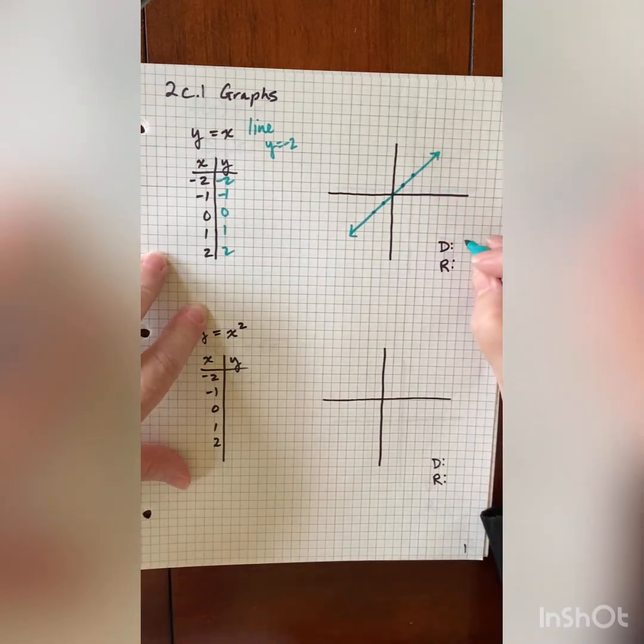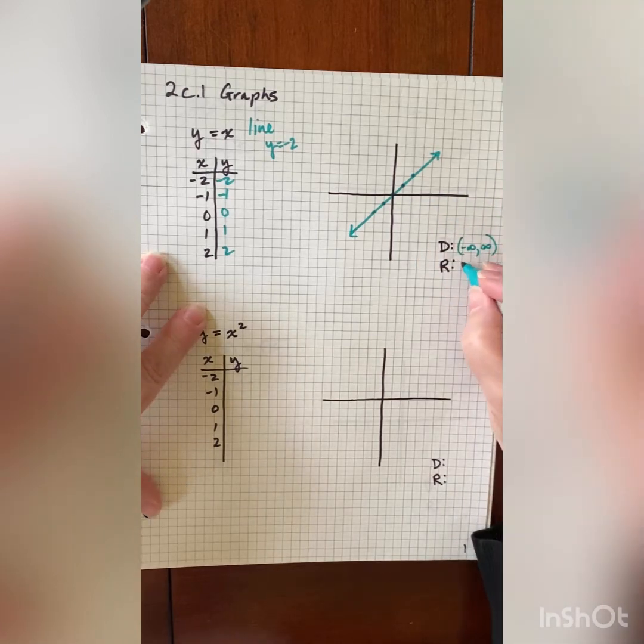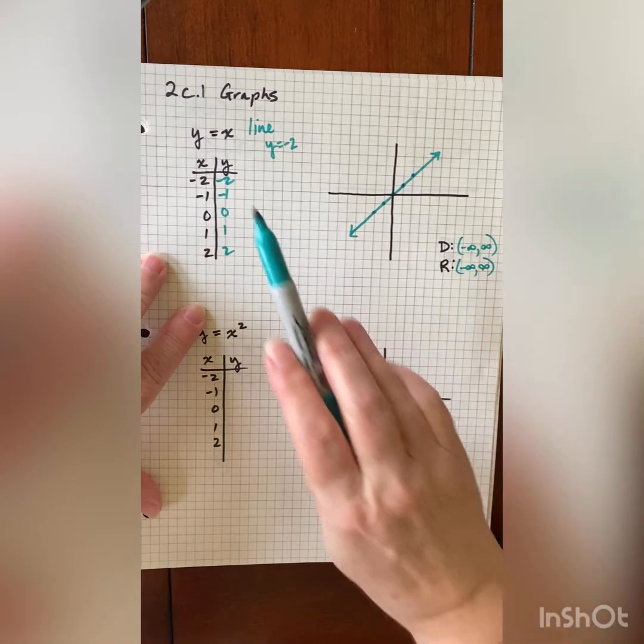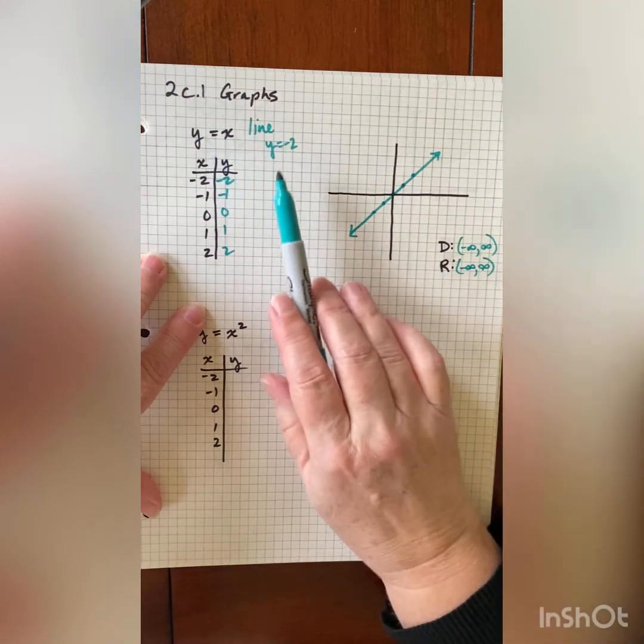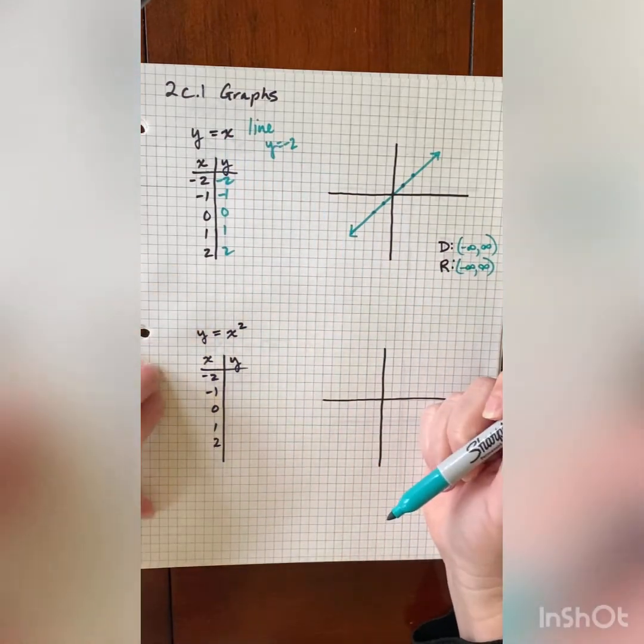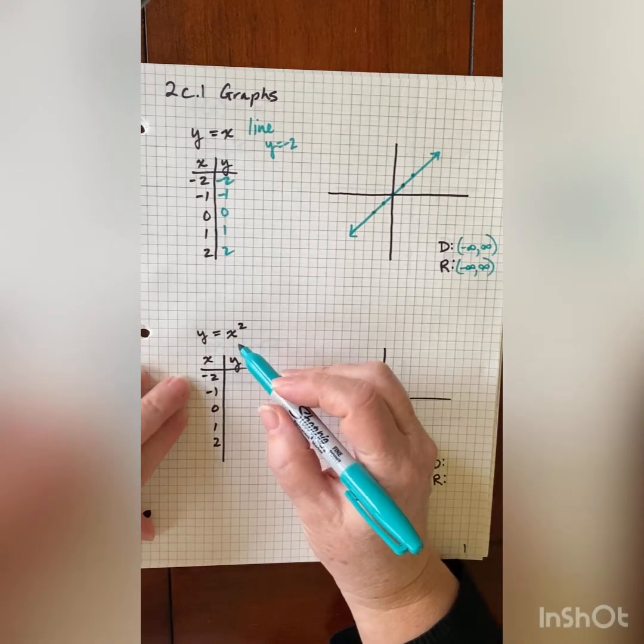So our domain for this is going to be from -infinity to infinity. Remember, those are our possible x values, and our range in this case will be -infinity to +infinity. So if x is to the first power, you get a straight line. Let's come down here and look at this one.